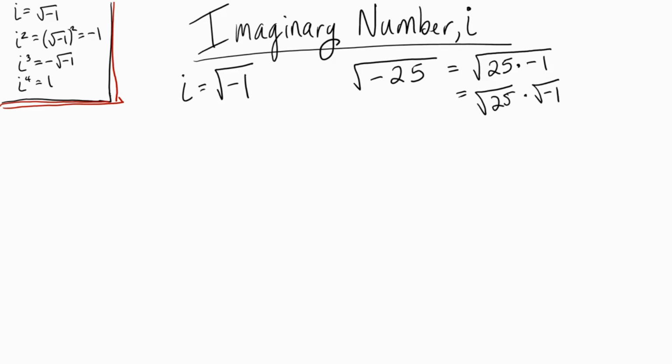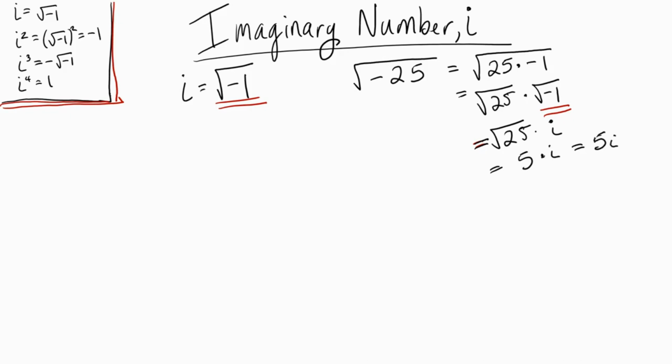And if you notice, i is equal to the square root of -1, which means that this square root of -1 right here, I'm going to replace that with i. So we are going to do the square root of 25 times i. Now, the square root of 25 is 5, and then we have this i sitting here, and we can write that as 5i.